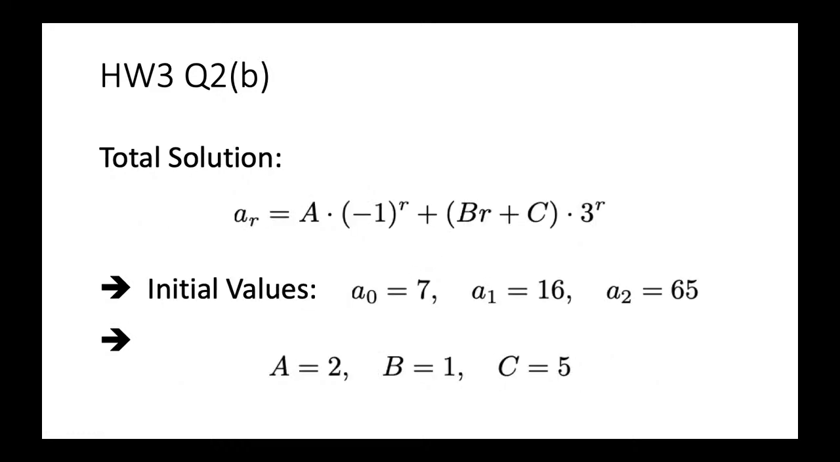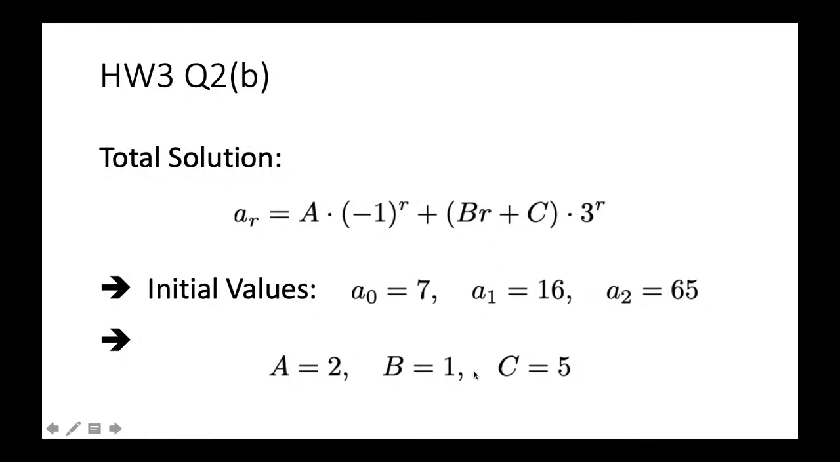What is next is we solve for this one. This time we have three unknowns in the total solution, big A, big B, big C. This corresponds to having three initial values. If we have three initial values, a0, a1, and a2, then we will have three corresponding equations allowing us to solve for A, B, C. After solving it, we find that A is equal to 2, B is equal to 1, C is equal to 5. So in that case, a_r is equal to 2 times minus 1 to the power r, plus (r plus 5) multiplied by 3 to the power r.